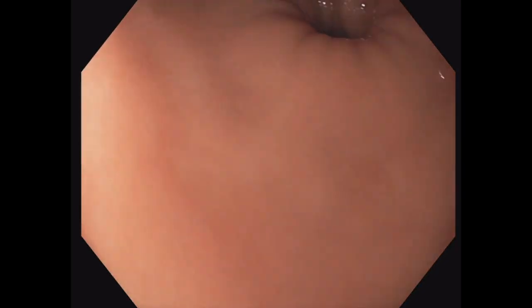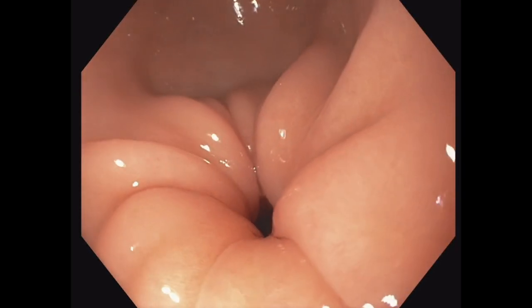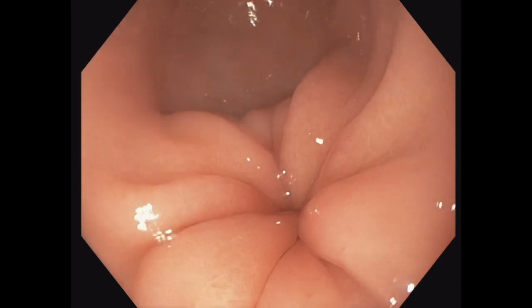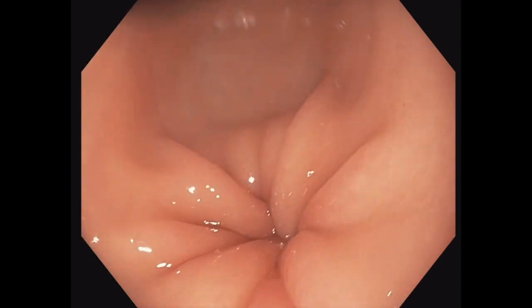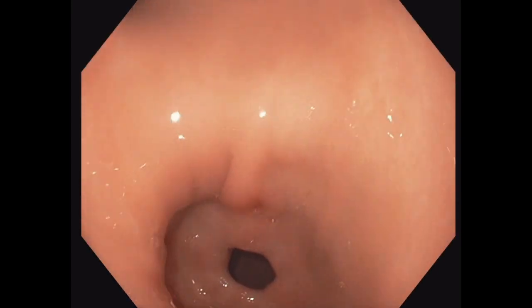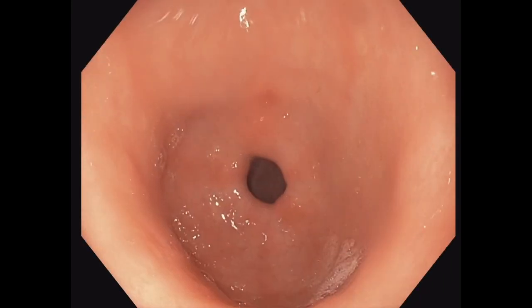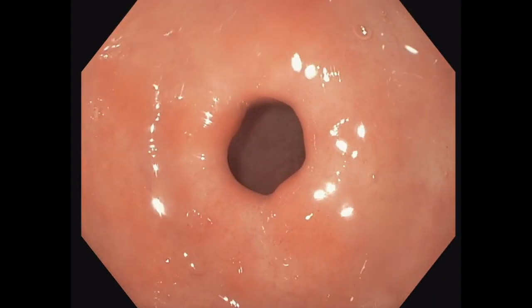Go back to looking down position for the antrum and then pylorus. Passing the pylorus is sometimes challenging, but just be patient and keep the pylorus in the center of the view with mild pressure. It will pass eventually. Too much insufflation sometimes makes it difficult.